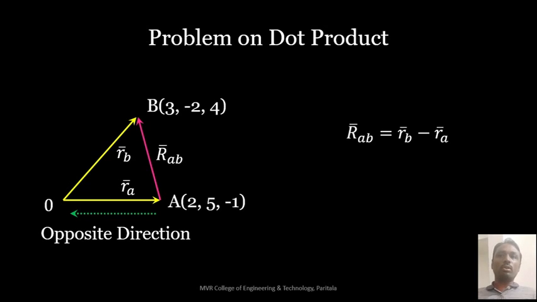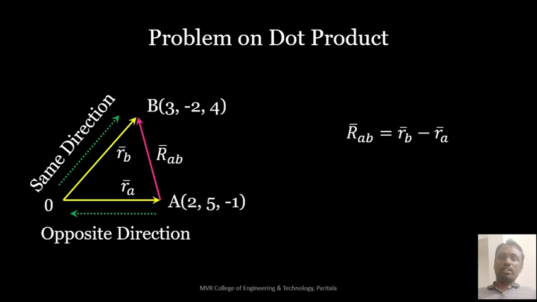Next, in which way do we have to go to reach B? We have to go from 0 to B. So in this way we have to go. It is in a similar direction to RB bar, so RB bar has a plus sign.